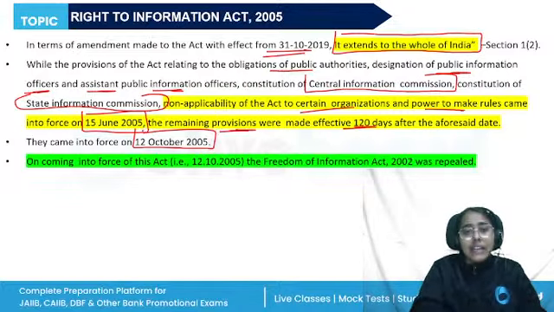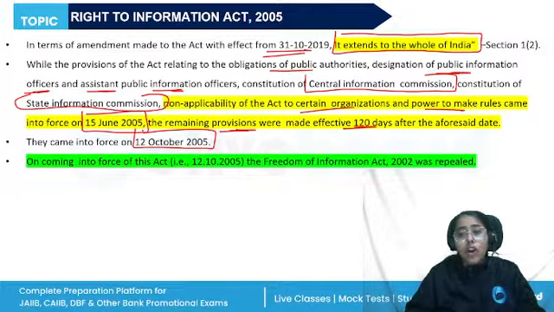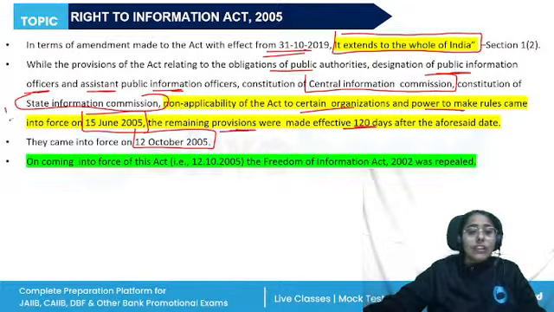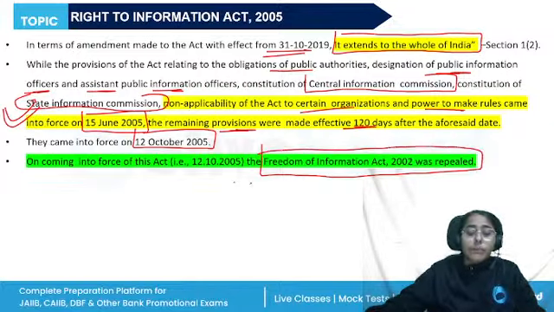So right when it was enacted, all the provisions did not come into force. The provisions that came into force were the obligations of the public authority, the designation of the PIO and the assistant PIOs, the Central Information Commission, State Information Commission, and the non-applicability and powers to make rules. These came into force on 15th of June 2005. The remaining came into force on 12th of October 2005. And when this act came into force, that is on 12th of October 2005, the Freedom of Information Act 2002 was repealed. This is also an important point.